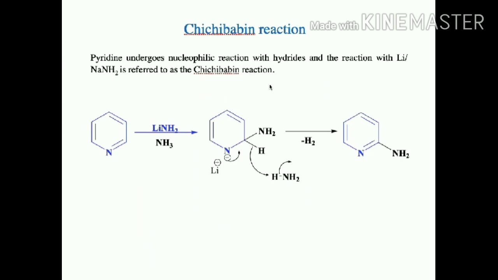Next, the important reaction of pyridine is the Chichibabin reaction. Here pyridine undergoes nucleophilic reaction with hydrides, and the reaction with lithium or sodium amide is referred to as the Chichibabin reaction. It is going to form 2-amino pyridine, and that is called the Chichibabin reaction. This is also one of the nucleophilic addition reactions, and it is going to take place at the alpha position.